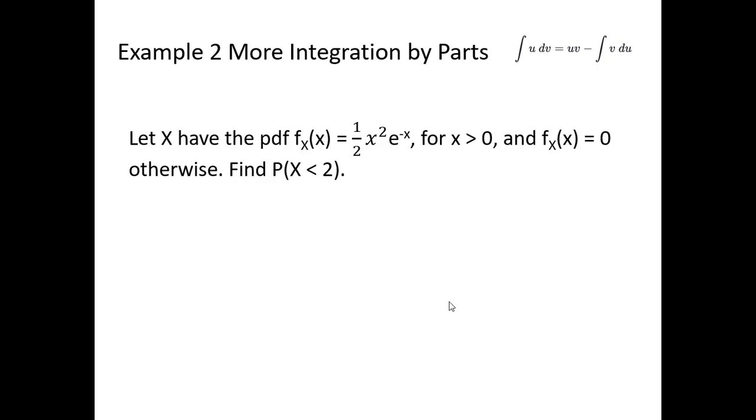In the next example, it's somewhat similar, but suppose we have a PDF here. F of x is now 1/2 x squared e to the minus x. Again, this is for x positive. F is 0 otherwise. Now suppose we wanted to just calculate a probability that x is less than 2.